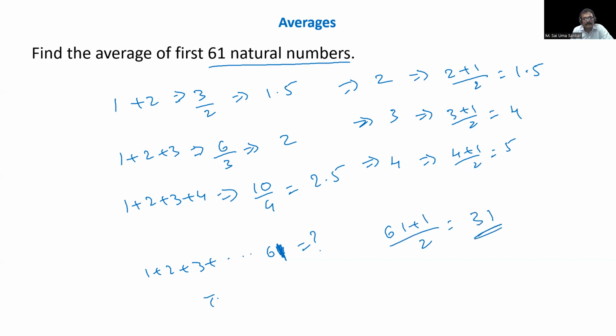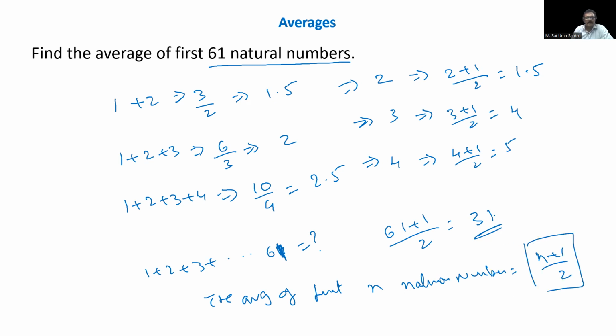Here, the average of first n natural numbers is equal to n plus 1 by 2. Just remember, or just generalize this value, and you will get the answer.